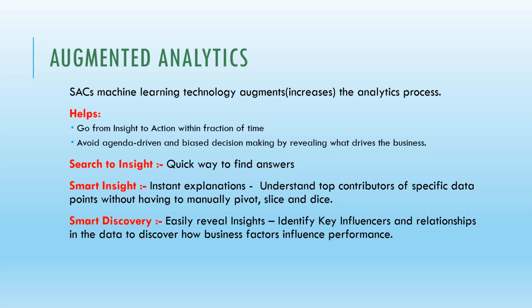There are many manual things which we generally do in the reporting area that can be avoided, and it can automatically create different charts in a pivot type of format, which can easily help management users take decisions. And then smart discovery is another thing where you can easily reveal the insights, identify key influencers and relationships in the data to discover how business factors influence performance. We will be seeing all these things practically, how this works. This will be a very important topic to understand.